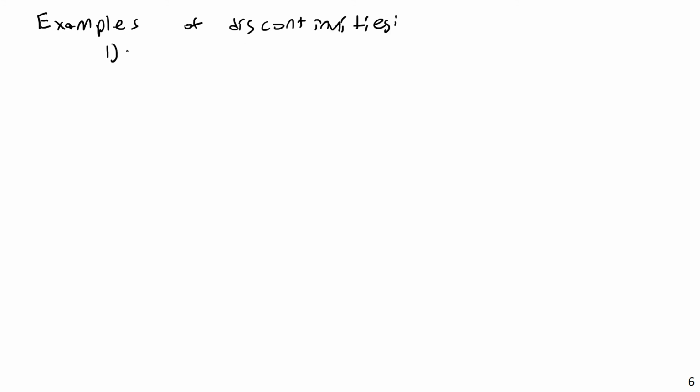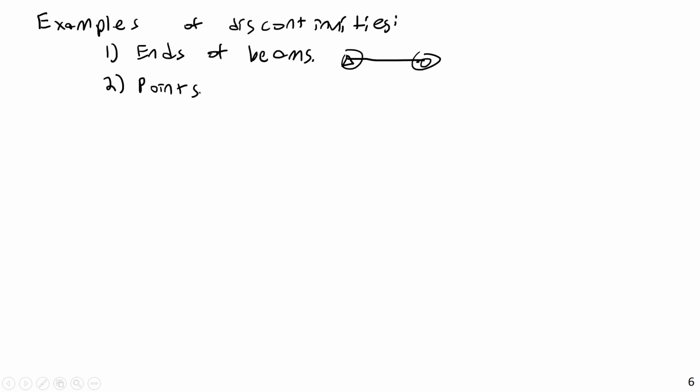The first big one would be the ends of beams, where the beam ends or begins. Those are discontinuities. Now, those are fairly obvious because the beam just stops there, starts there, so you're not going to be analyzing shear at some point outside the beam. Second, point loads or point moments. And when I say point moments, I also mean couples. Point loads and point moments, or couples.